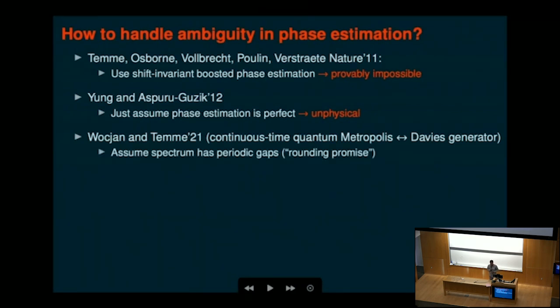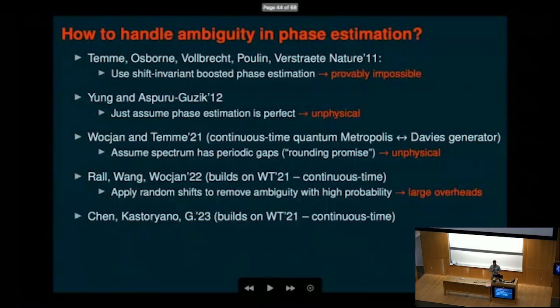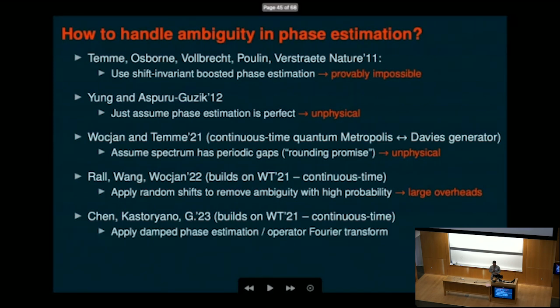But there was some very nice progress by Rall, Wocjan, and Temme a few years ago. And they looked at this continuous-time variant of the Metropolis algorithm, which solved some nice difficulties, but they still had this issue with phase estimation, and they had to assume some periodic gaps in the spectrum to make their algorithm really work. And then follow-up work removed this unphysical assumption by saying that they randomly shifted the mesh of energy estimation that they had underlying, and that most likely worked out, but this random shifting is also a difficult procedure and introduced large overheads, and it was very difficult to analyze what's happening there. And so we think we have an easier solution that actually Anthony will talk a bit more about.